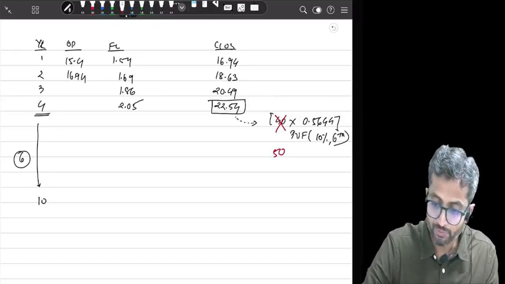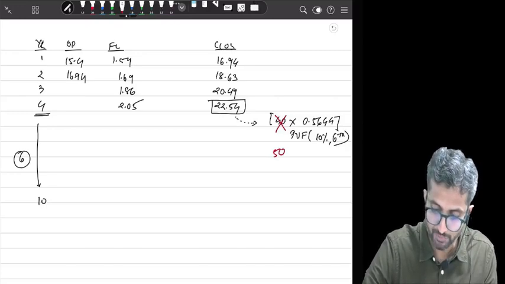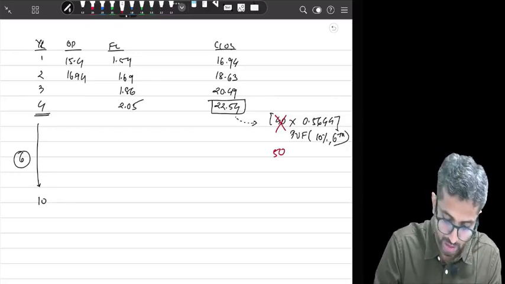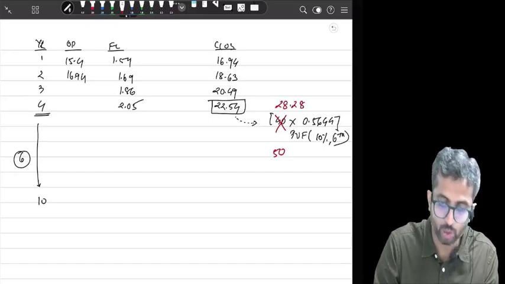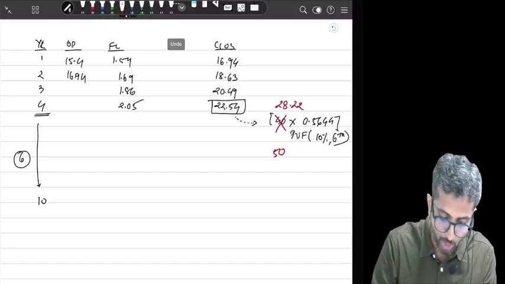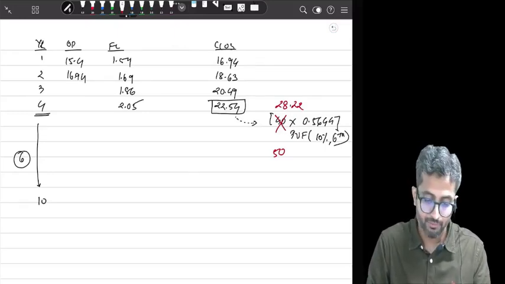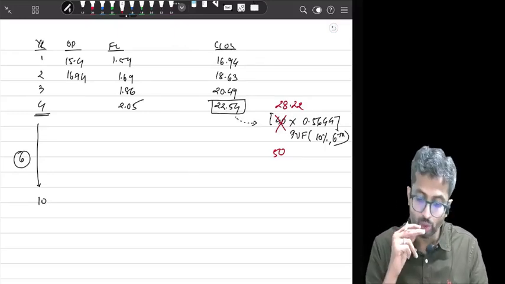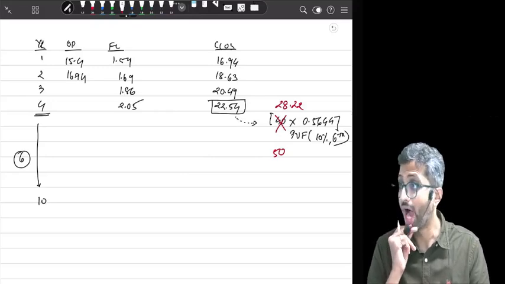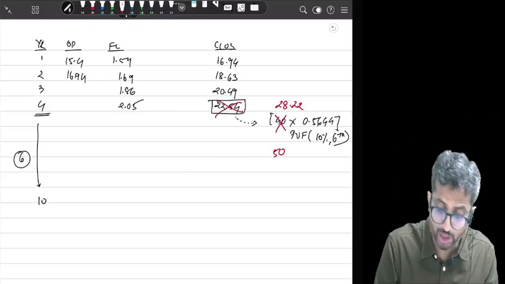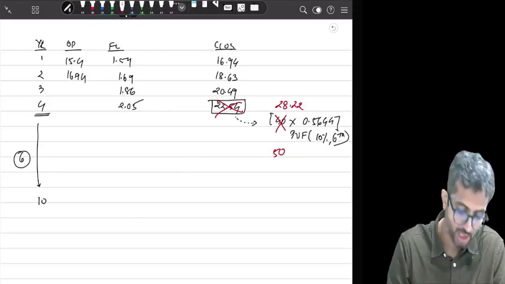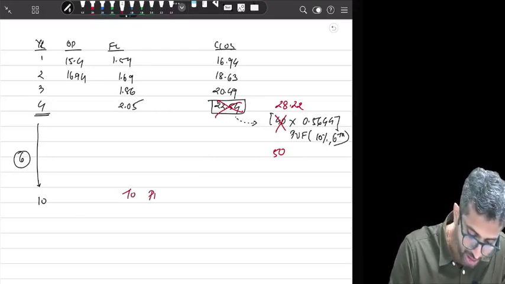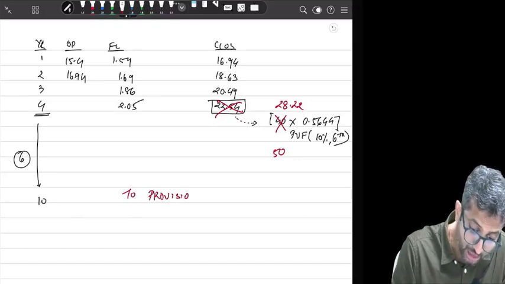Now 50 into 0.5644 should come to 28.22. But is your closing provision coming at 28.22? No, it is coming at 22.54. So can I continue showing it at 22.54? I'll have to restate it at 28.22. So am I increasing the provision or decreasing the provision? Which means credit or debit? Credit. Now I am increasing the provision.